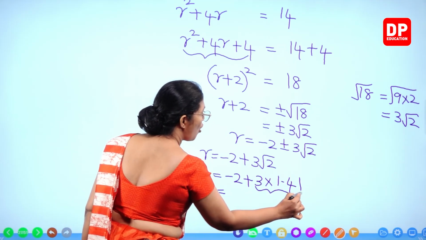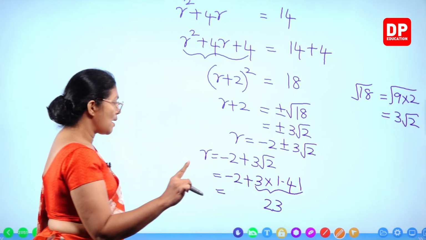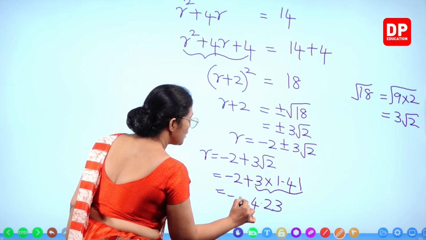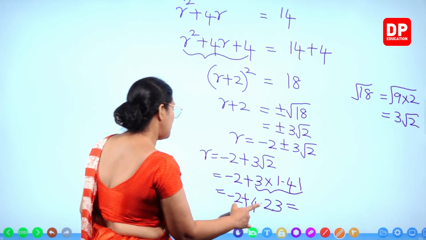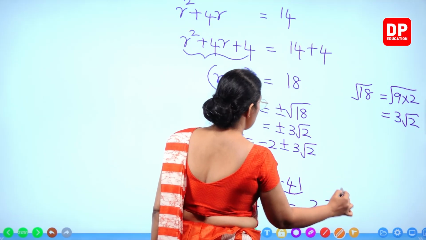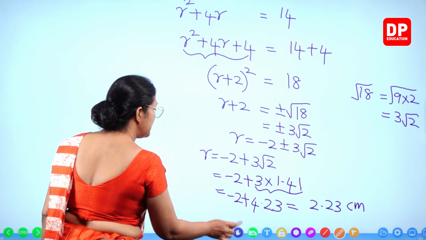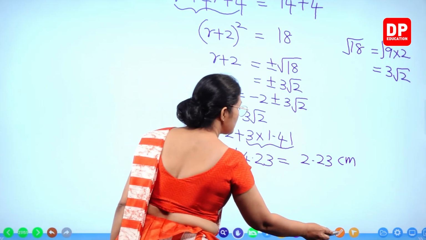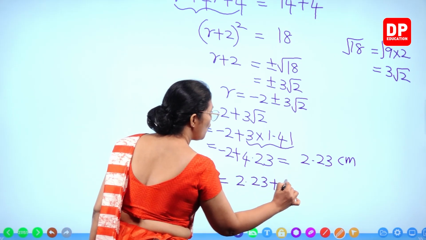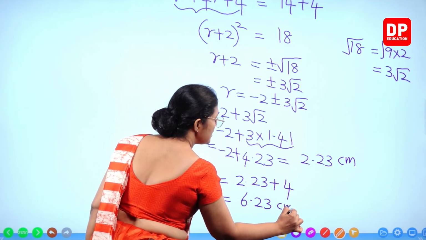First multiplication. 3 times 4, 12, 1 remaining, 3 times 1, 3 plus 1, 4. And then minus 2. So when you simplify, you get 2.23, this is in centimeters, is the radius. So what is the height of the cylinder? Height is 4 centimeters more than the radius. So 2.23 plus 4. So what's the final answer? 6.23 centimeters.